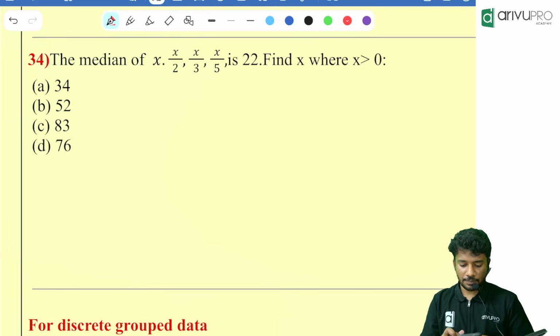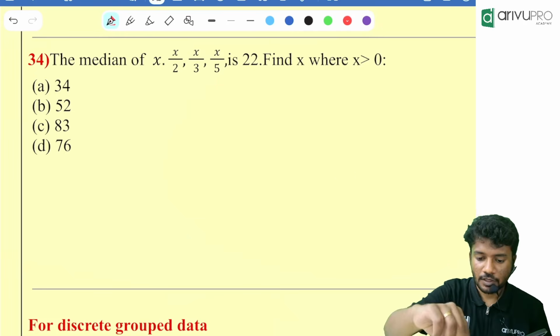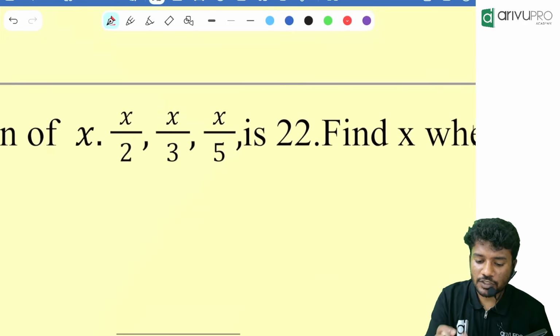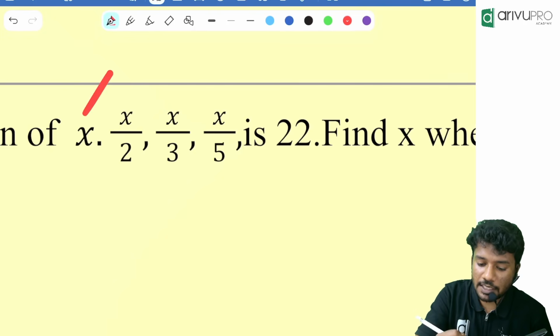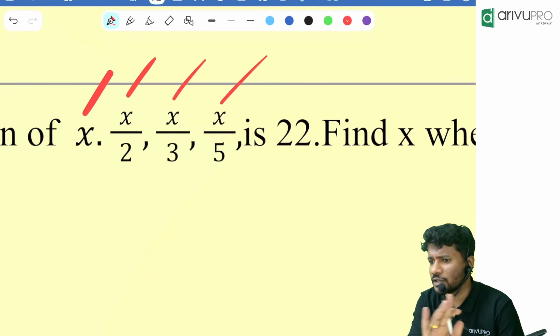How many terms are there, people, in total? Option B, 52, or the nearest answer, right? Almost, according to our question, it is the nearest answer. Correct. We will try, people. Let us do it together. Listen here. In total, there are 4 terms. Which are those terms? X, x by 2, x by 3, x by 5. They are arranged in increasing or decreasing order.